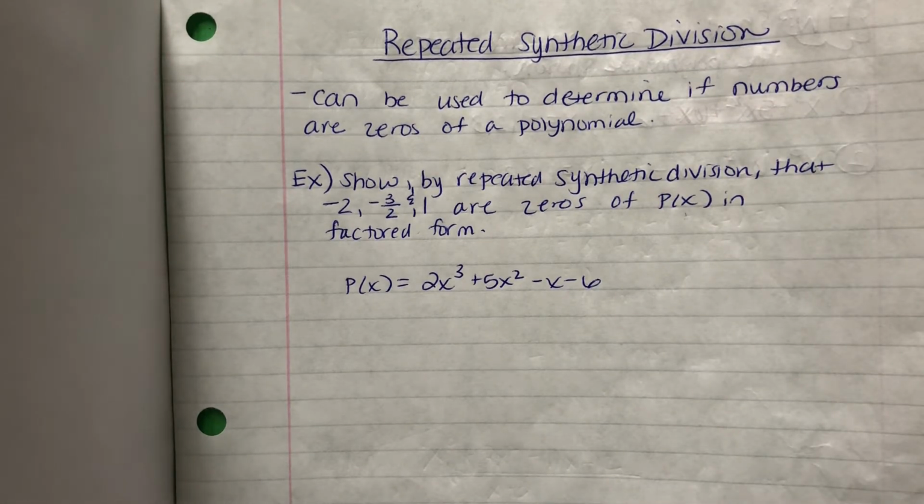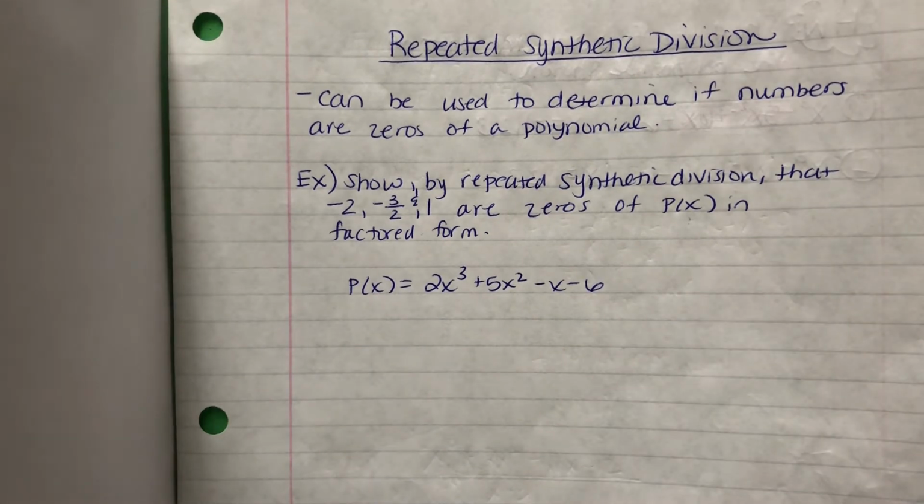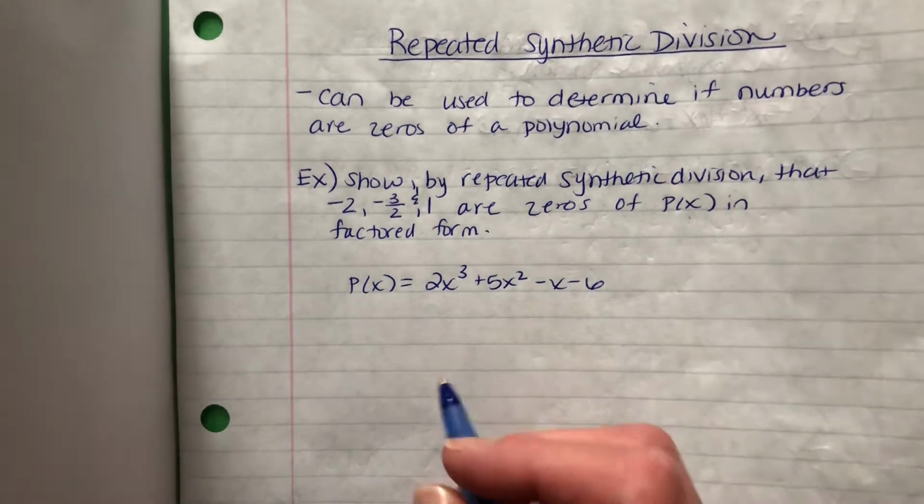So there are multiple ways to show that the roots of -2, -3/2, and 1 are the roots of this polynomial. We could graph it and see if it crosses at those three numbers. We could sub each of those numbers into the polynomial p of x one at a time to see if it makes the equation equal 0. Or we can do this process here, repeating synthetic division. So the way you do it is you test out one root at a time. It doesn't matter which root you start with. So I'll just start with -2 because it's first.